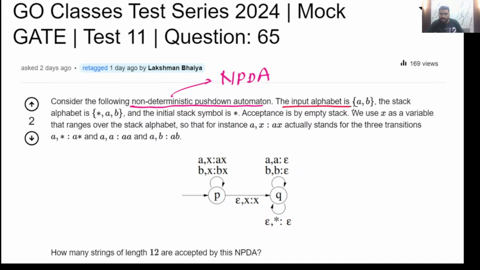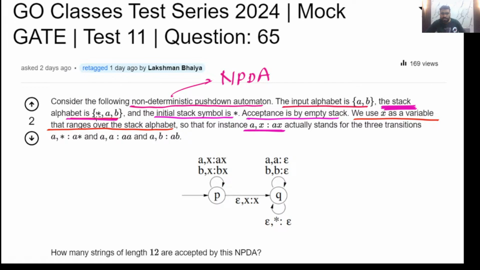The input alphabet is {a, b}. The stack alphabet is {star, a, b}. The initial stack symbol is star. Acceptance is by empty stack, which is the reason no final state is given to you. We use X as a variable that will range over the stack alphabet. So when you write like this, it simply means X can be star, or X can be a, or X can be b, because this is the stack alphabet.